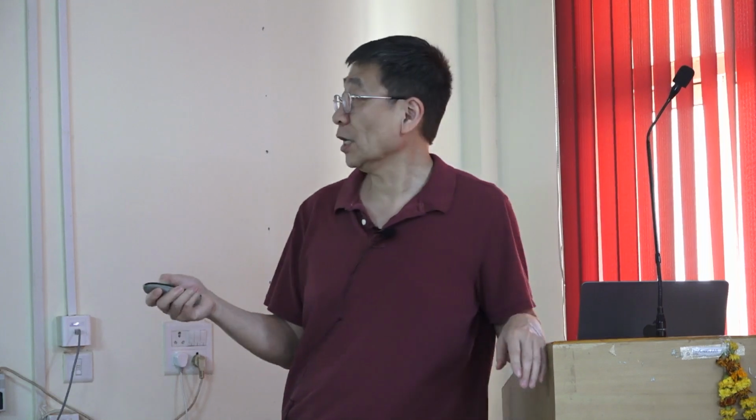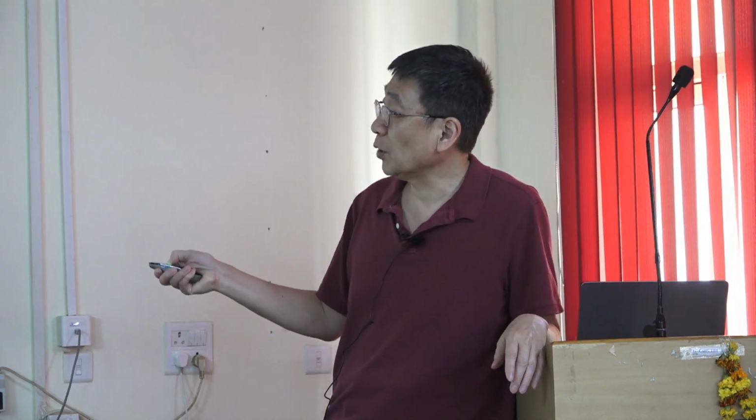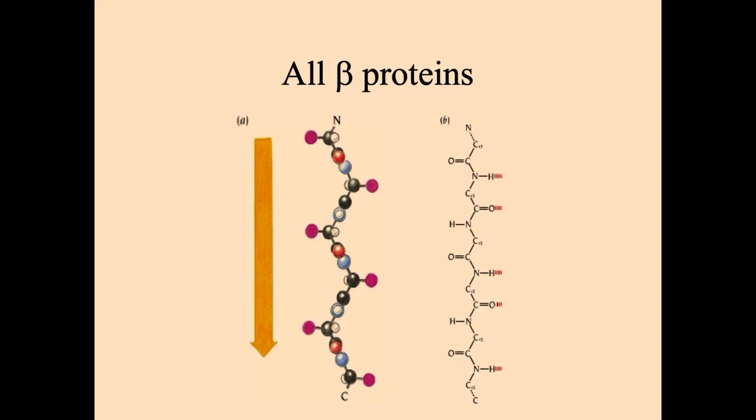Okay, beta strands. If you look at a beta strand structure, so here's a beta strand, it's pleated because this one is an amide plane, another amide plane, another amide plane, another amide plane, right? And the side chains, if you look from this side view, point in opposite directions. One left, one right, one left, one right.